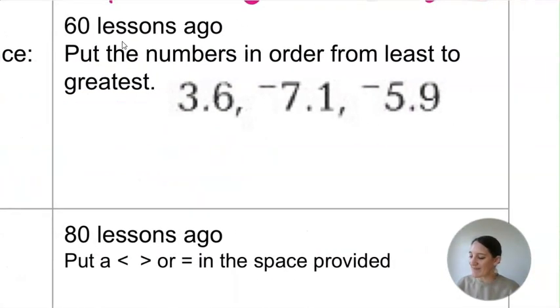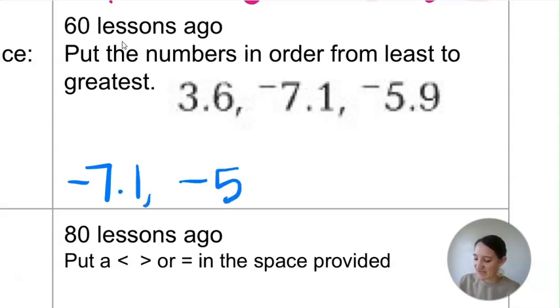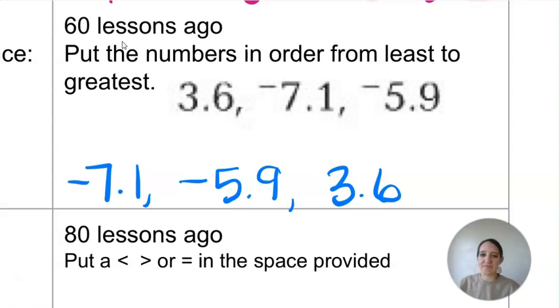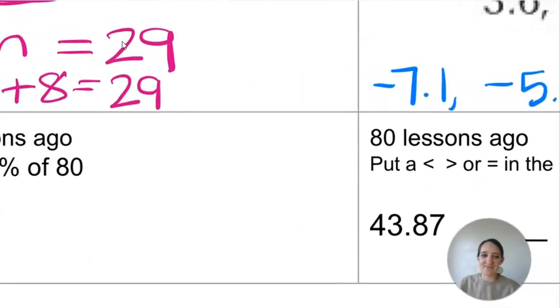Put the numbers in order from least to greatest. Least is the biggest negative, and then getting closer to 0. And then the greatest is the furthest from 0 on the right side. So those are the numbers from least to greatest.